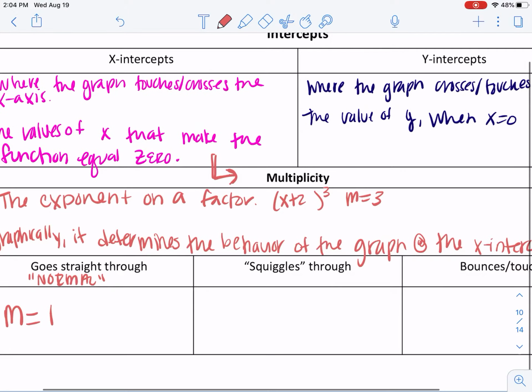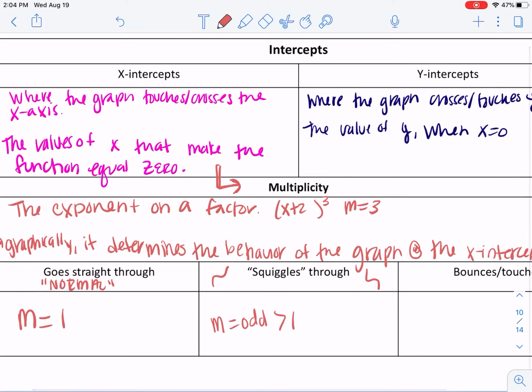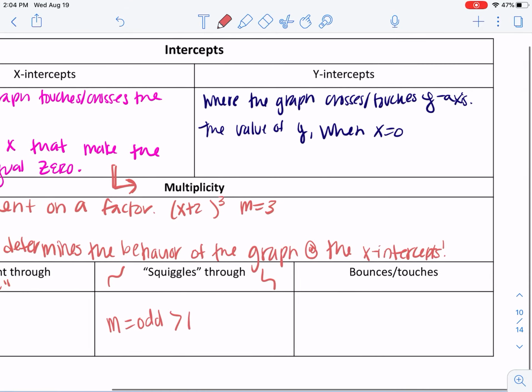There's something called a squiggle. That's our lovely technical word here, squiggle. It looks something like this. So this would be the behavior at the x-axis. It kind of flattens out a little bit before it gets super vertical again. And so this happens when your m is odd, but greater than 1. So we know 1 is an odd number, technically. But this is odd numbers that are greater than 1 because 1 was in its own category.